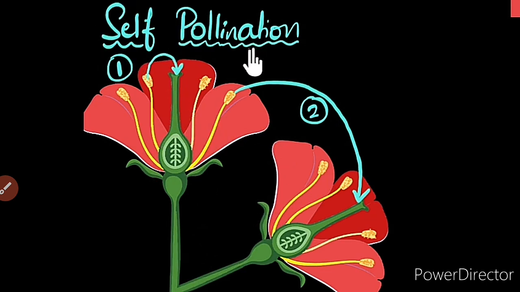The first one happens in the case of a bisexual flower, which means it has both male and female reproductive parts. If the flower is unisexual, then also it can pollinate. The male flower transfers pollen grains to the female flower belonging to the same plant. Now, understood everybody?